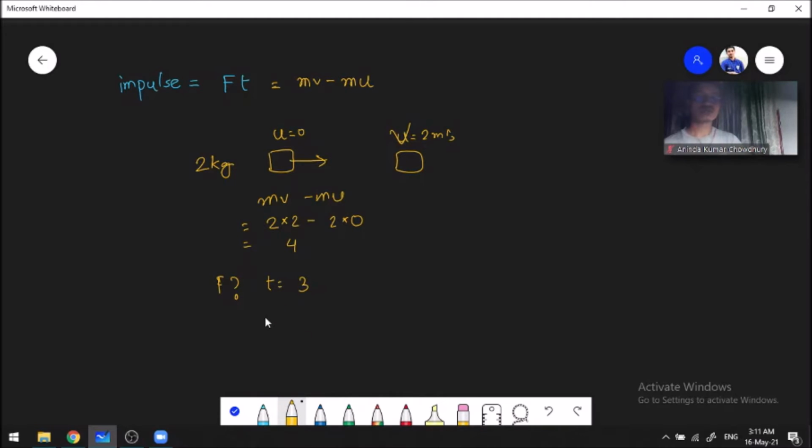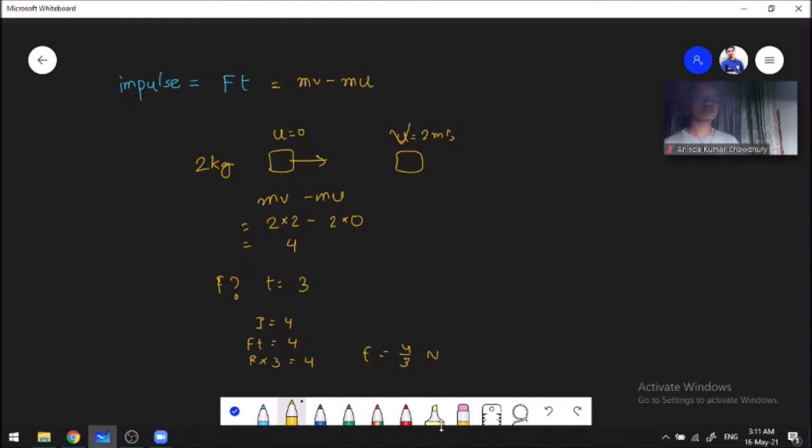Okay. So now you know that the impulse is equal to 4 kg meter per second. An impulse is equal to force into time, that is 4. And force, we have to find out. It has been said that the time is 3. It was being pushed for 3 seconds. So our force is equal to 4 by 3 newtons.